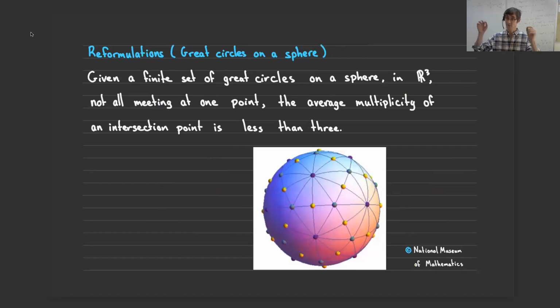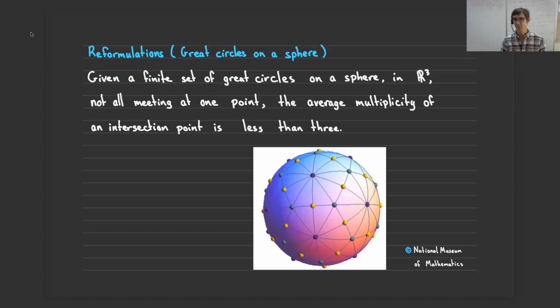And your points turn into pairs of antipodal points on the sphere. And so now I've got a collection of great circles, not all meeting at a common point. Of course, if they meet at one point, they meet at 2 points, because all pairs of great circles meet twice. So basically, I'm saying I've got a collection of great circles, and they're not all just lines of longitude. And now I look at the average multiplicity of an intersection point, that should be less than 3.